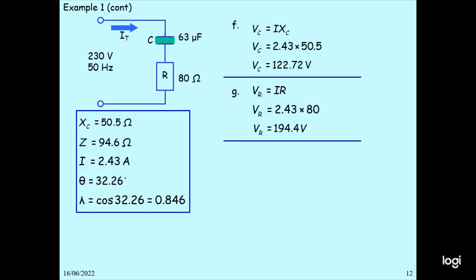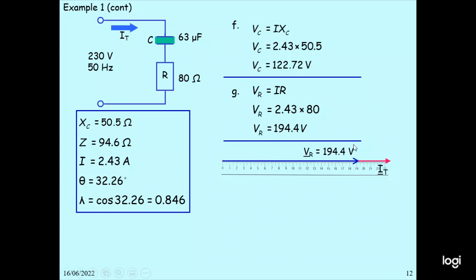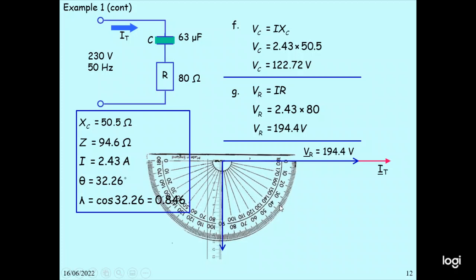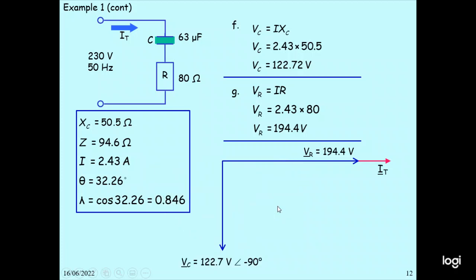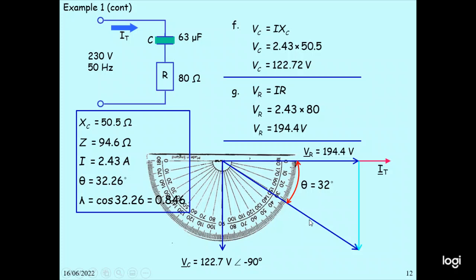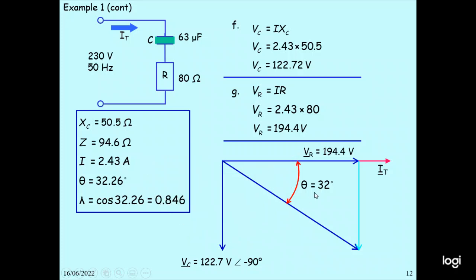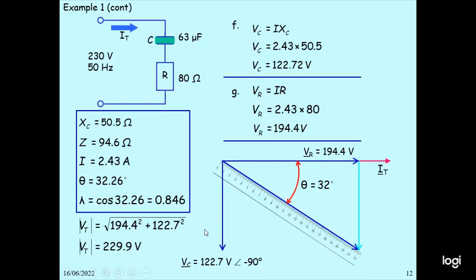Then we draw these values. We draw the VR value, 194.4, and also the VC value, 122.7. Then we draw it perpendicular, and this is the total voltage. This voltage is at angle 32.2. We also calculate the total voltage, square root of 194.4 square plus 122.7 square. You get 229.9 volt. So the total voltage is 229.9 at angle minus 32.26 degrees.